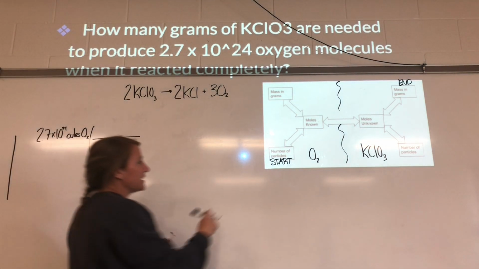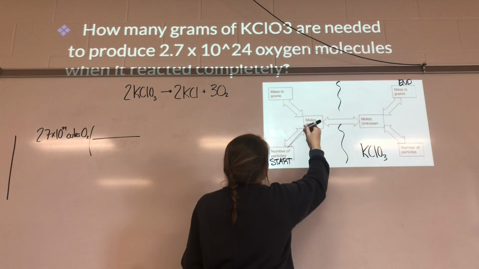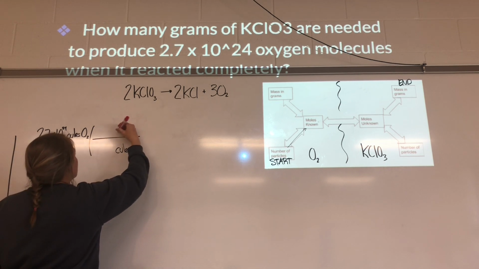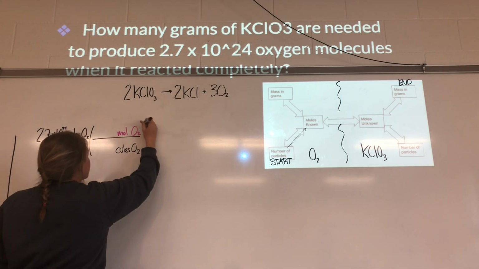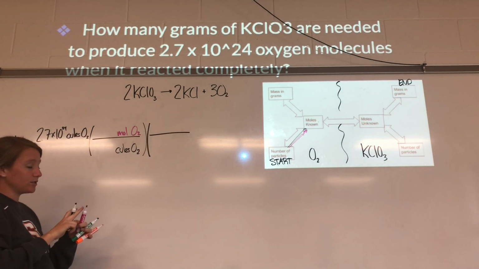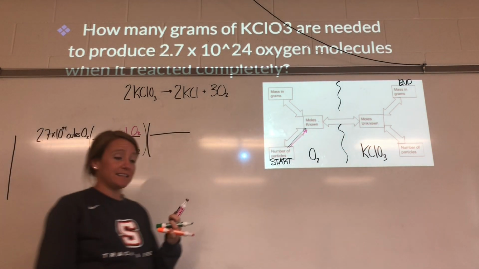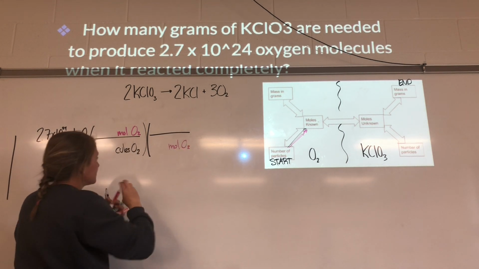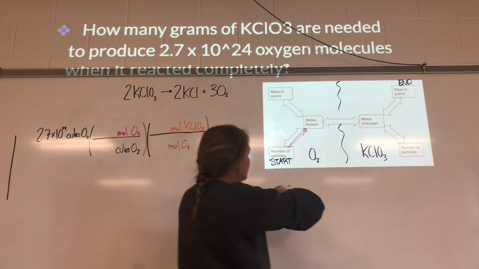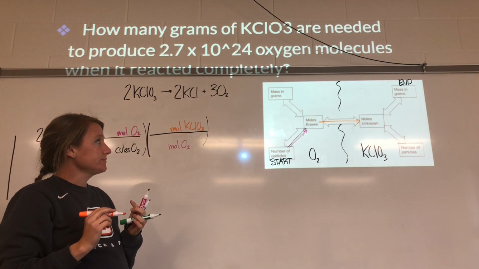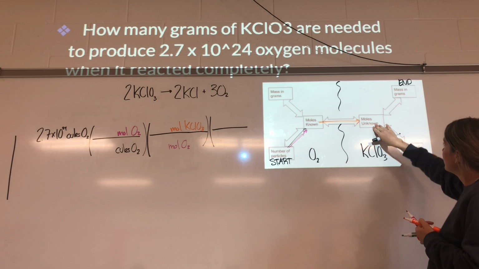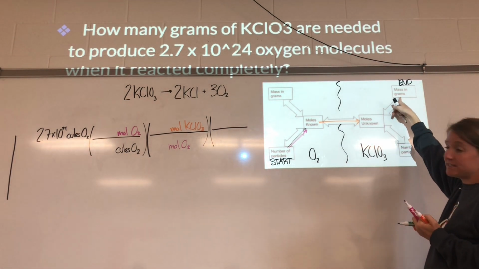Okay, step 1 is to change molecules of O2 into moles of O2. Okay, so diagonal pattern, molecules to moles. Okay, so there's our step 1. Step 2, we're going to change from moles of O2 into moles of KClO3. So moles of O2 into moles of KClO3. Step 2. And step 3, we're now going to go from moles of KClO3 and change it into grams of KClO3.